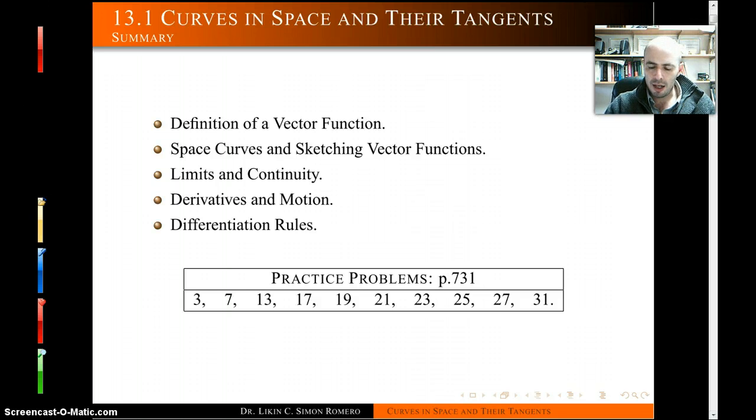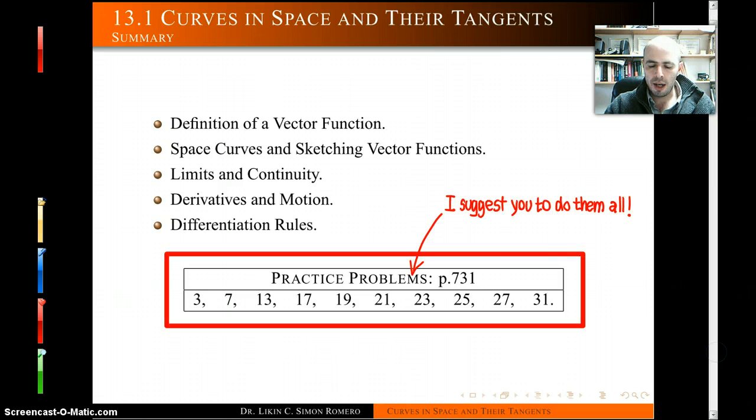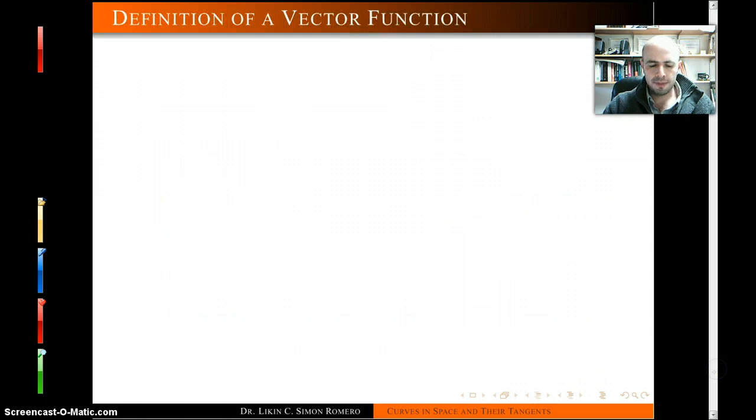These are the topics that we're going to follow, and these are the practice problems. I suggest you do them all.